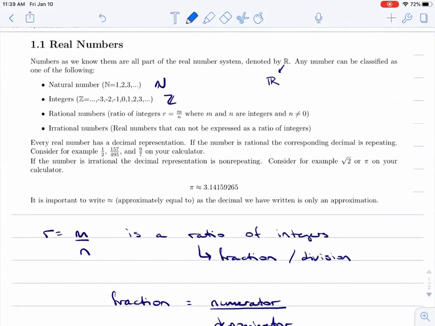So for example, if we write pi, you can calculate pi on your calculator. It's going to stop after 9 digits or so, depending on the strength of your calculator. That doesn't mean that pi ends there. It just means that our approximation ends there. And so for things like that, we have to use the squiggly equals.